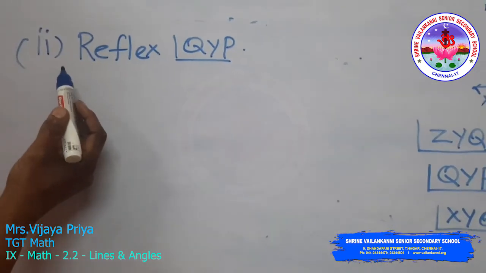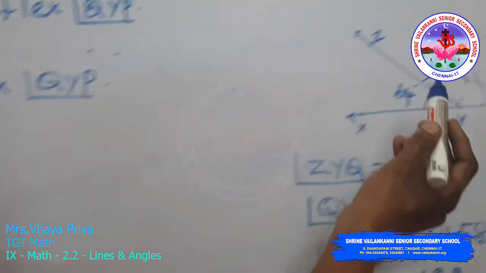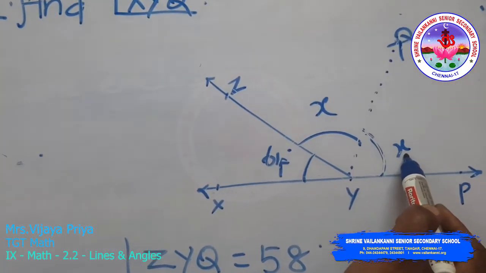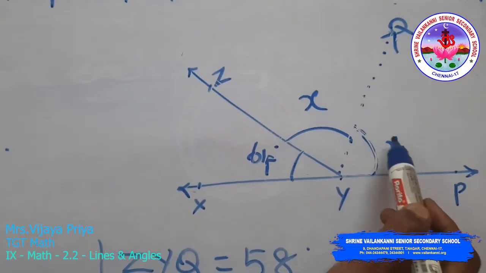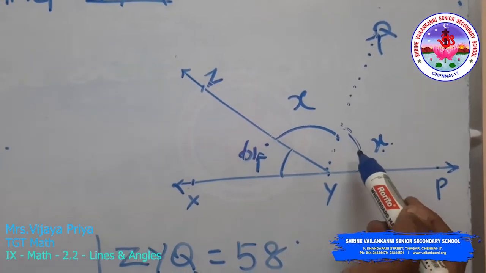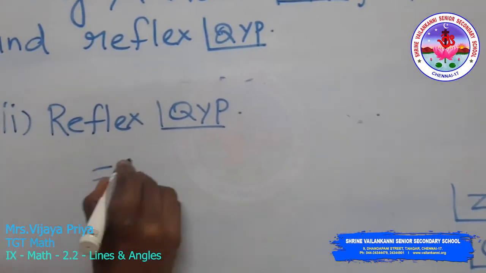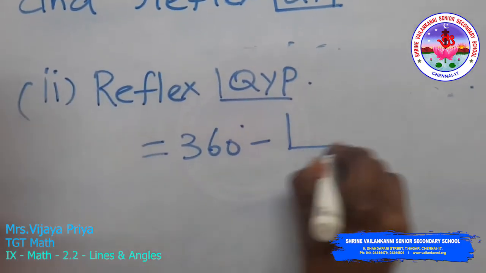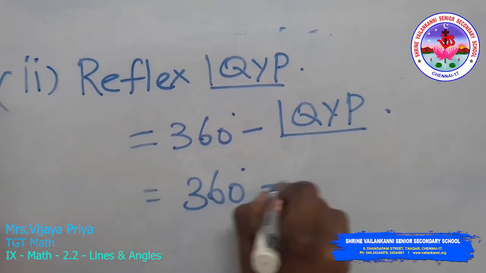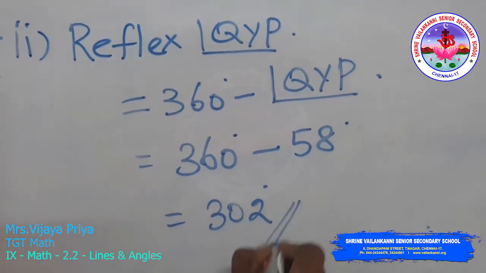Now for the second part of this problem, we need to find the reflex of angle QYP. From the figure, I got QYP as 58 degrees. To find the reflex of QYP, other than this angle, the entire angle in a circle, so I subtract 360 minus QYP. So the reflex of QYP is equal to 360 degrees minus 58 degrees, which is equal to 302 degrees.